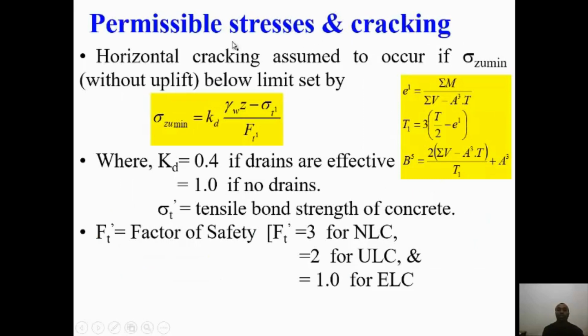Okay, permissible stress and cracking. Horizontal cracking is assumed to occur if sigma Z minimum without uplift is below the limit set by this equation. If you get this equation, then you can find the minimum normal stress at the upstream side. Here Ft is the tensile bond strength of concrete, and Kd is 0.4 if the drain is effective, otherwise 1. This is the base dimension you can find. The factor of safety is 3 for normal load combination, 2 for unusual load combination, and 1 for exceptional load combination.